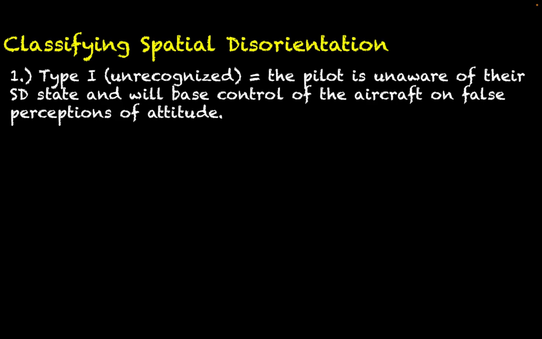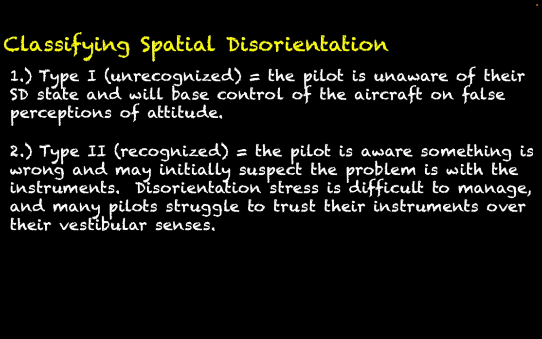Okay, and next we are going to classify spatial disorientation. We can do it in 3 ways. First, we have type 1 spatial disorientation. This is called unrecognized spatial disorientation. In this case, the pilot is unaware of their spatial disorientation state and will base all of their control of the aircraft on false perceptions of attitude. So this is spatial disorientation before you even know you are disoriented.